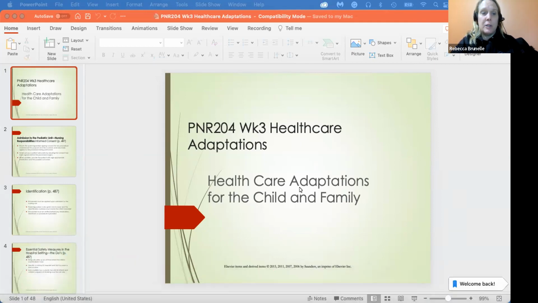Okay, so let's go ahead and get started. So this week is Chapter 22, Healthcare Adaptation. This is starting to look at how we as nurses adapt to children being in the hospital and how we adapt our care to the family unit when they're in the hospital specifically, and also just the family unit in general.